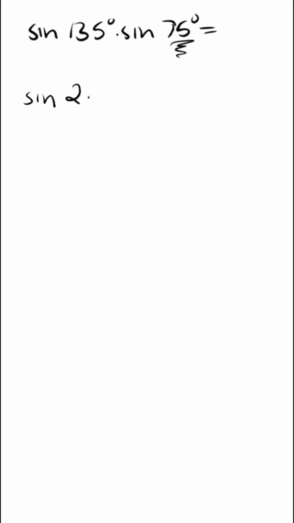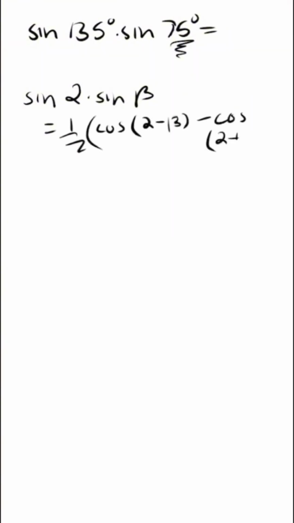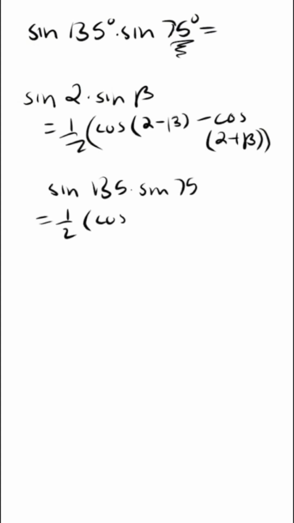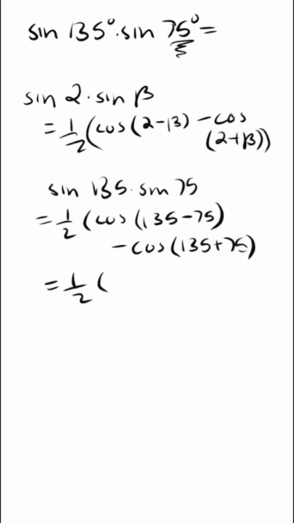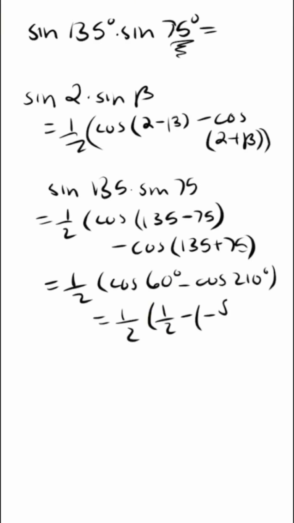Now the identity we can use is sine alpha times sine beta equals half of cosine alpha minus beta minus cosine alpha plus beta. Plugging this in, we get half of cosine 135 minus 75 minus cosine 135 plus 75, which is cosine 60 degrees minus cosine 210 degrees, which is half times half minus negative square root 3 divided by 2. And so we get 1 plus square root 3 divided by 4.